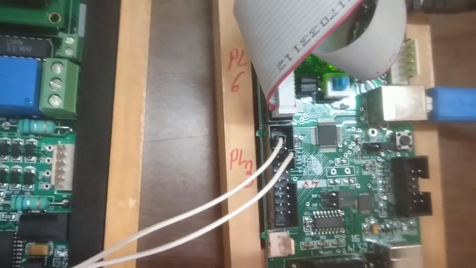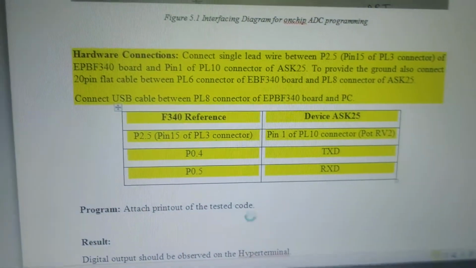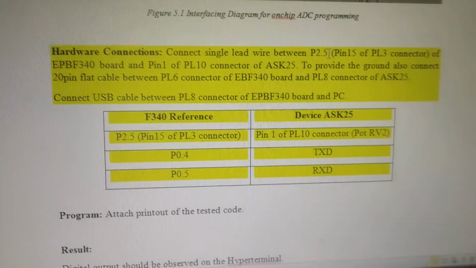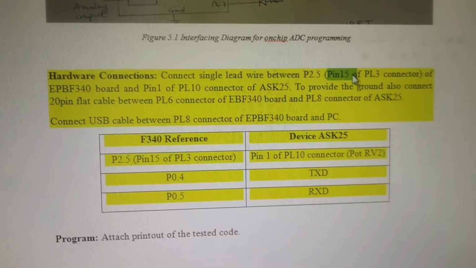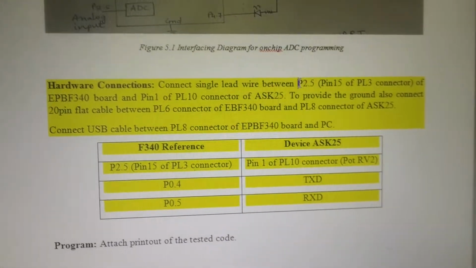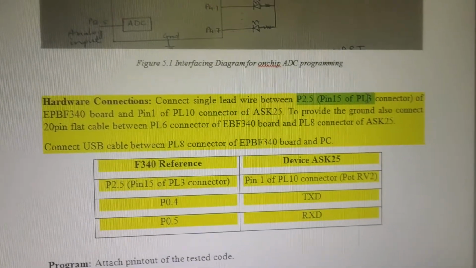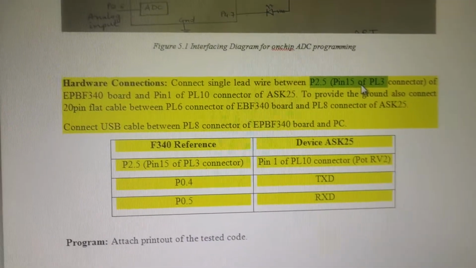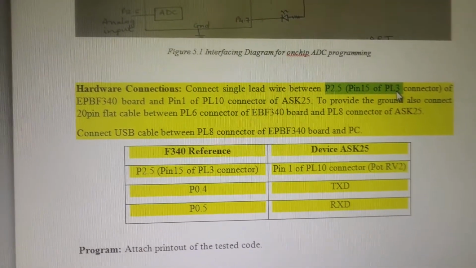Now if you see the hardware detail, the hardware connection, the port P2.5 is available on pin 15 of the PL3 connector. So all should note that if I want to connect 2.5 to the analog input, I need to connect pin 15 of the PL3 connector of the EPB board to the analog input.